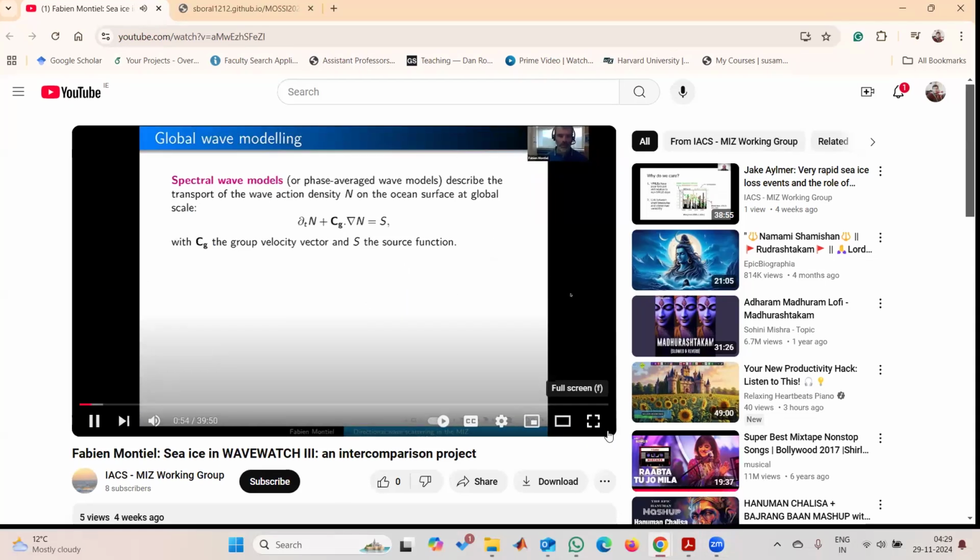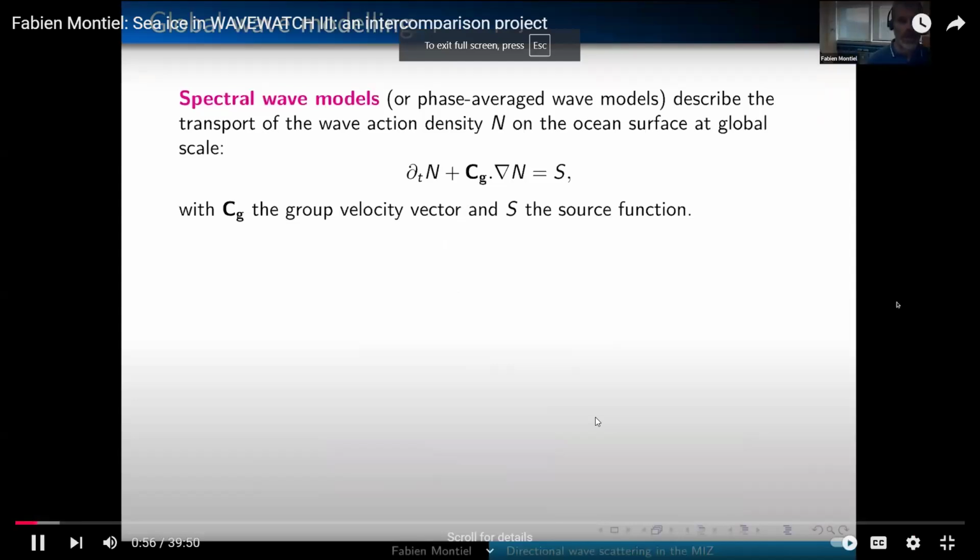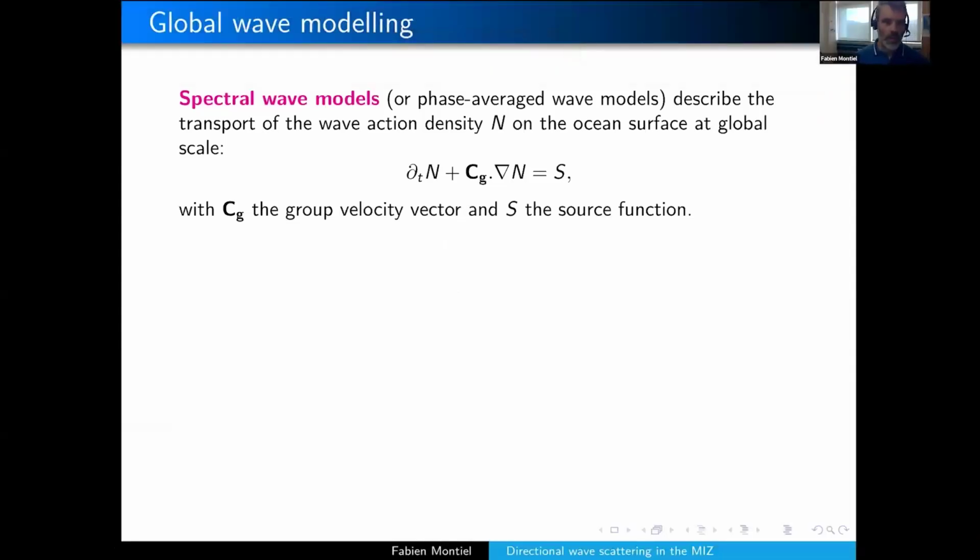So if you're not familiar, although I'm pretty sure most of you are, WaveWatch is what we call a spectral wave model or a phase average model.